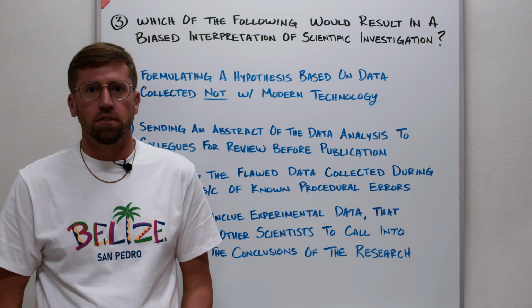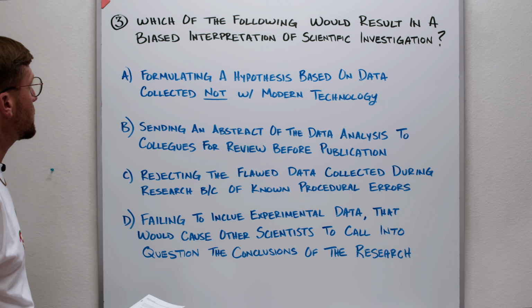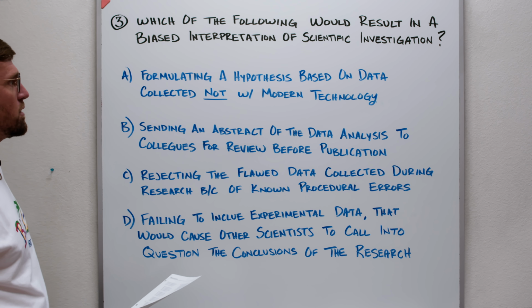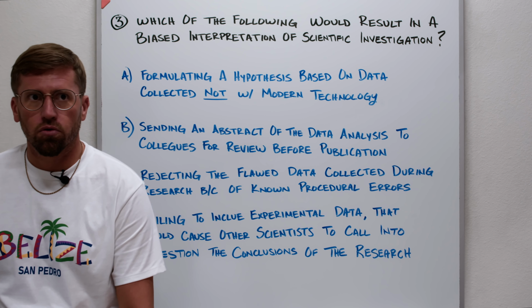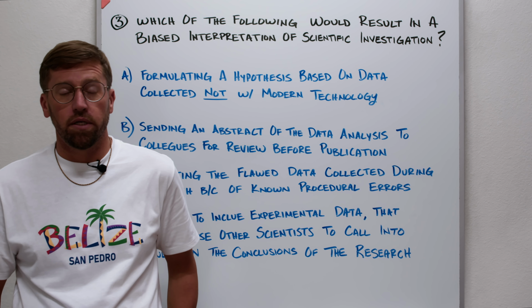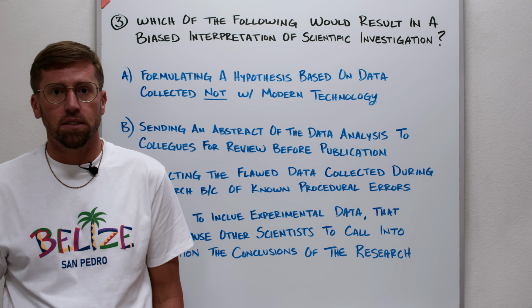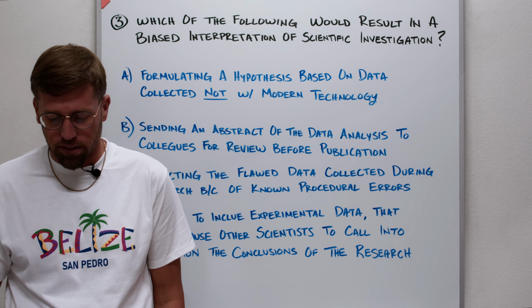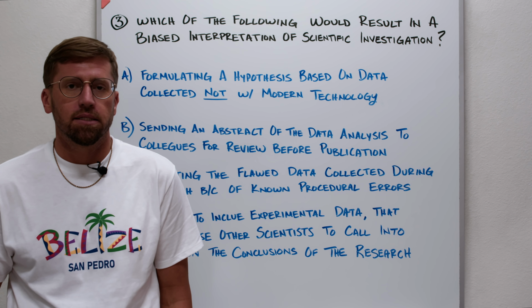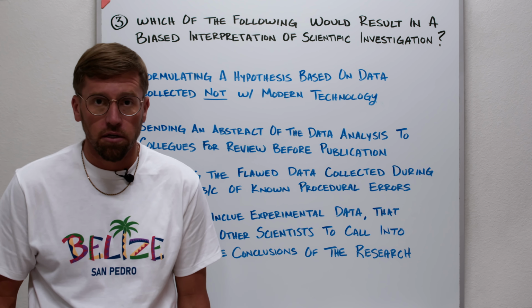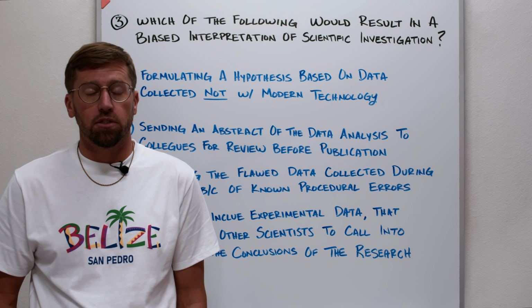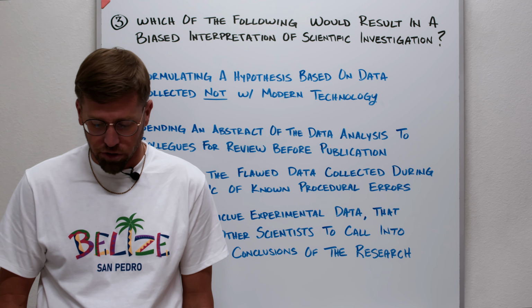All right, folks, this is question number 3. Number 3 asks us, which of the following would result in a biased interpretation of a scientific investigation? Well, for us to answer this question, we need to know what scientific bias is, or what bias is. Bias is any systematic error that influences the result of a study, consequently leading to improper conclusions.